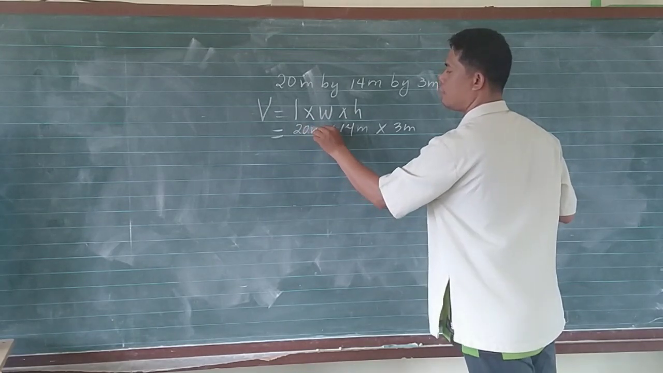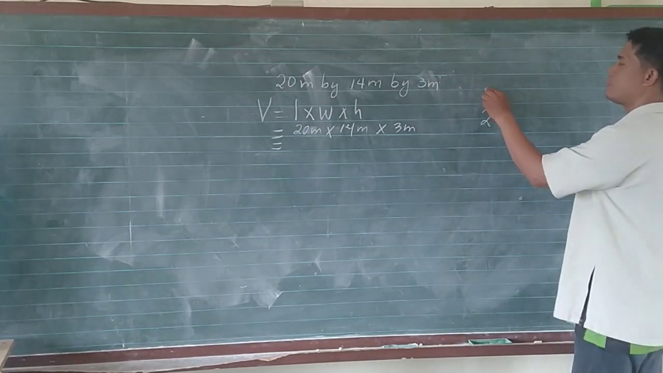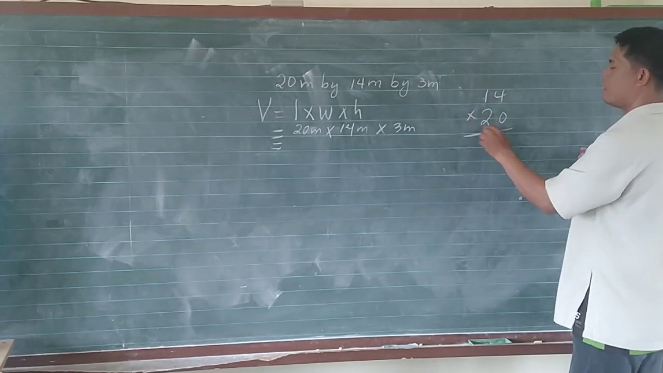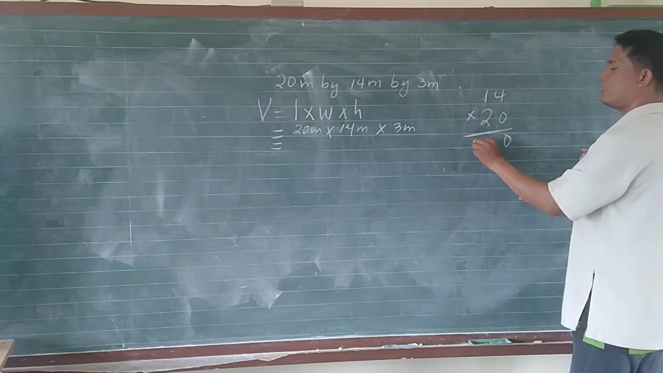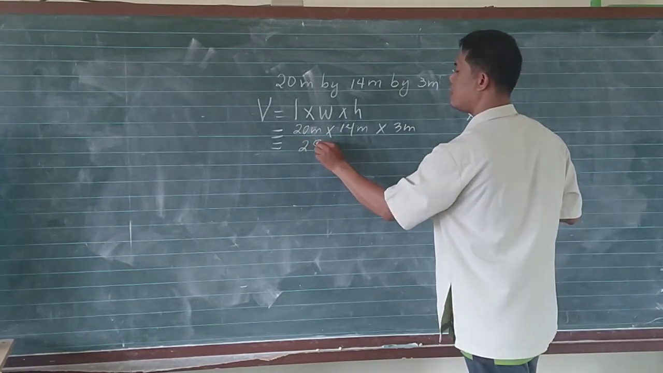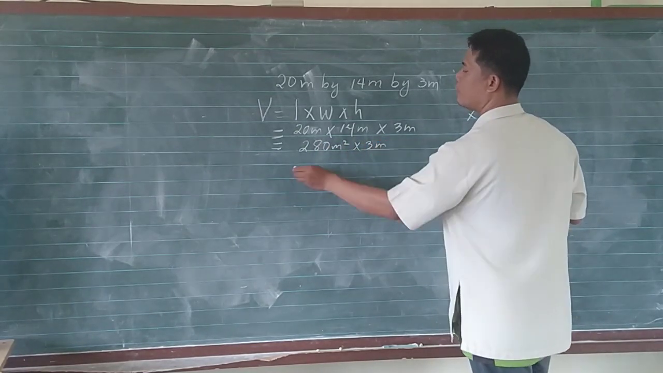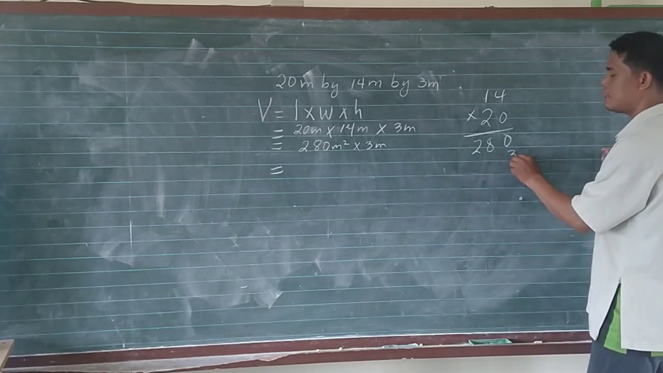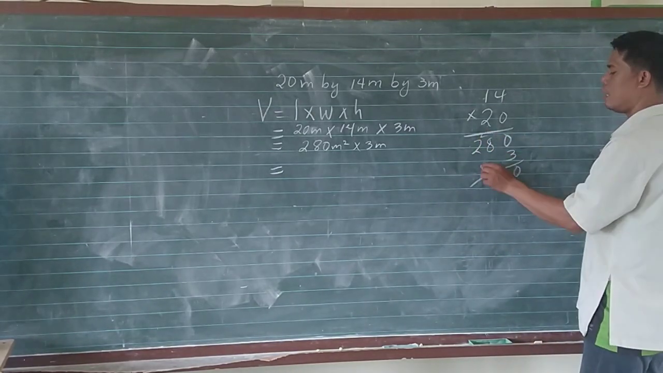So this is 20 meters. So let's have 20 times 14. Okay, so bring down 0. 2 times 4 equals 8. 2 times 1 equals 2. So this is 280 meters squared times 3 meters. So times 3 equals 0, 24, carry 2, we have 8.